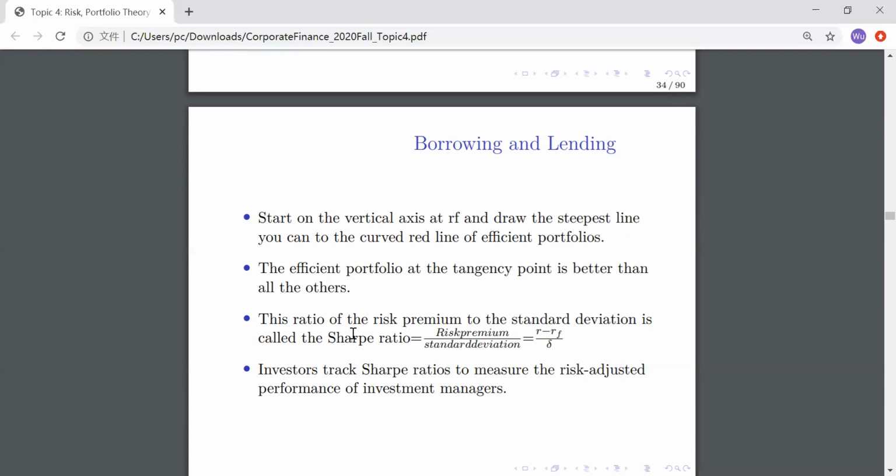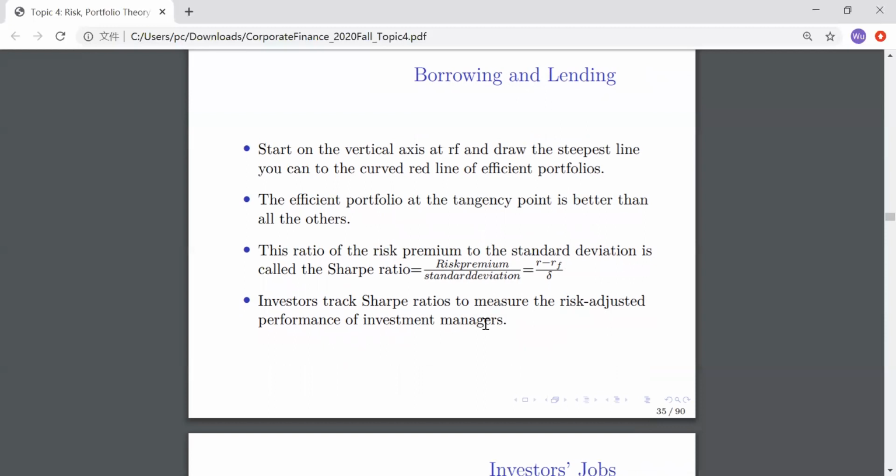Now you can see, if we want to find the efficient portfolio, that means for any level of standard deviation, we need to find a portfolio that gives us the highest risk premium. So basically, we need to maximize the Sharpe ratio. Again, this is risk premium divided by standard deviation. So it's going to be the return minus the risk-free rate divided by standard deviation. Investors use this Sharpe ratio to measure the performance of an investment manager.